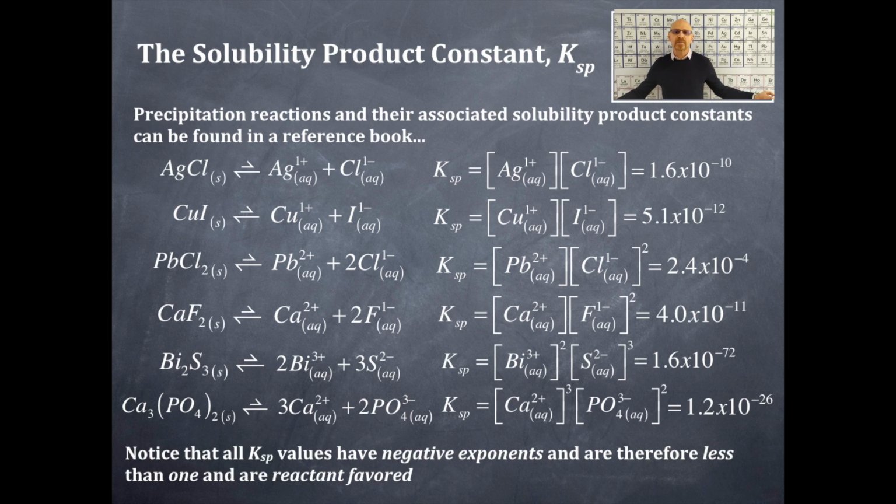Notice that all these KSP values have negative exponents and are therefore less than 1 and therefore are very reactant favored. That's why when you follow the solubility rules, then these are all insoluble compounds. But in this unit, we're going to find out that they are not completely insoluble and there is an equilibrium and there are ions, that is cations and anions, that do go into solution. We are most interested in the concentration of those ions that go into solution.